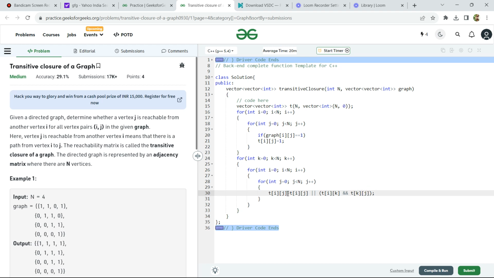So in this statement, what we are doing is we are first checking whether there exists a path from i to k and k to j. If there exist these two paths, then we can say that there exists a path from i to j. And if we are unable to find such k, in that case, we will leave the entry T[i][j] as it is. So now let's return the 2D matrix T.